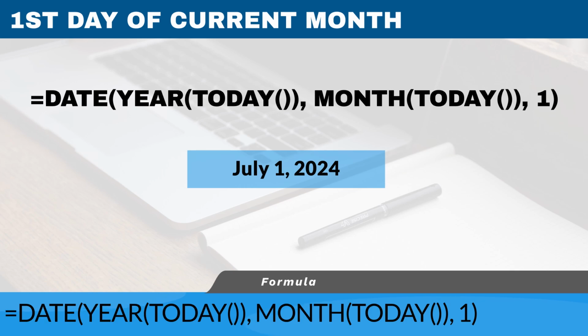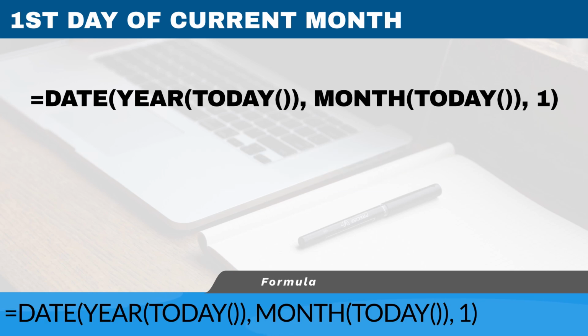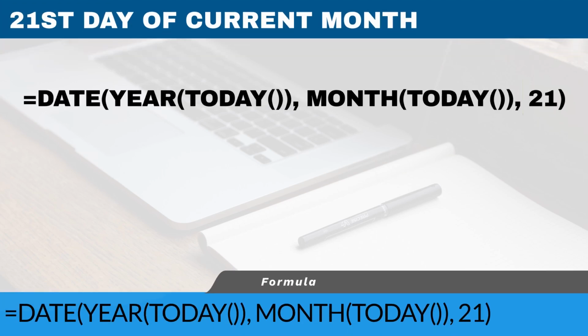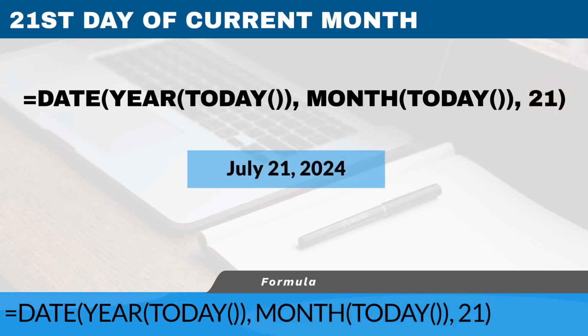the month. You can change the 1 in the DAY function to any other number to return a different date within the current month. For example, to return the 21st day of the current month, change the 1 to 21. This would return a date of July 21, 2024.